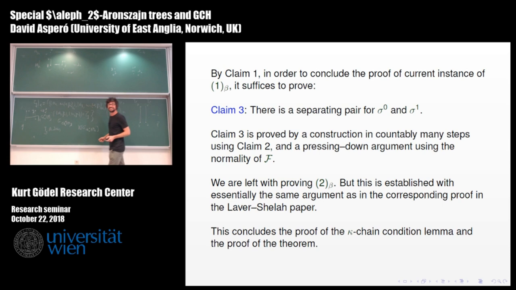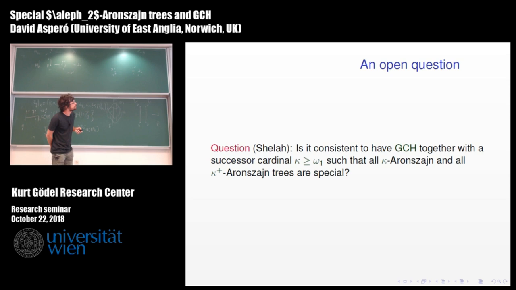And then there's an open question that you were pointing out. You could do this for every regular cardinal kappa, the same proof, even for omega 1. And if you do this for omega 1, we know that you don't need a weakly compact cardinal, but if you do it with this method, I wouldn't know how to do it without the weakly compact.